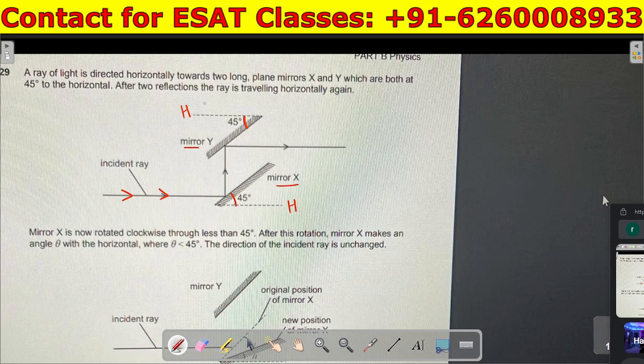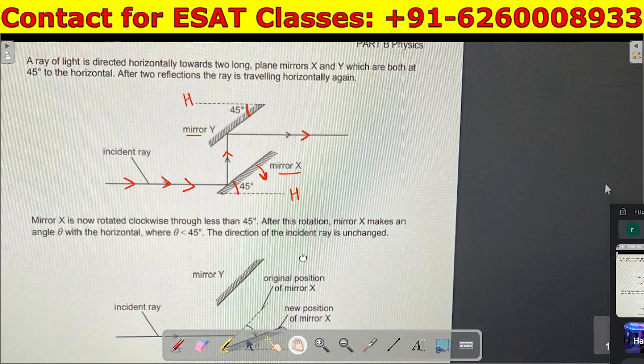After two reflections, the ray is traveling horizontally again. So you can see the ray incident, then reflection, then again reflection, and it is passing horizontally once again. Mirror X is now rotated clockwise through less than 45 degrees. So now it is rotating clockwise, in this manner, right? In a clockwise manner.